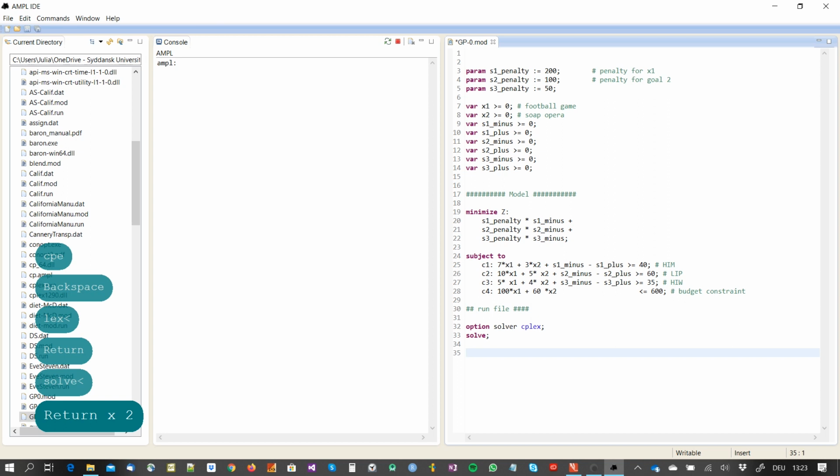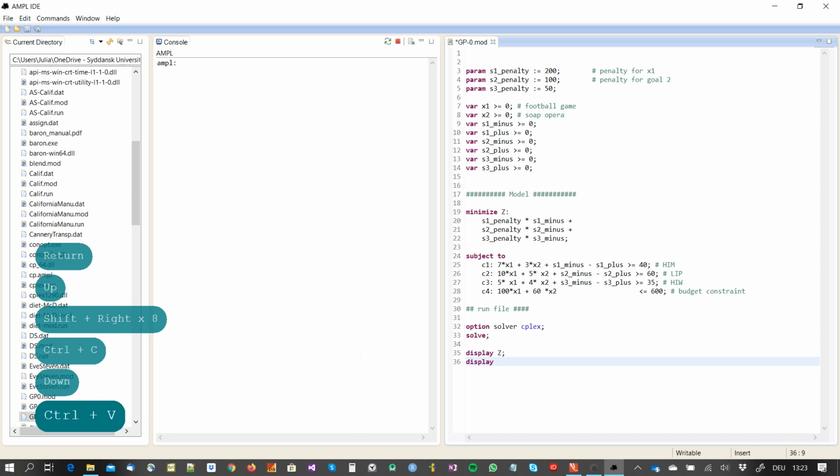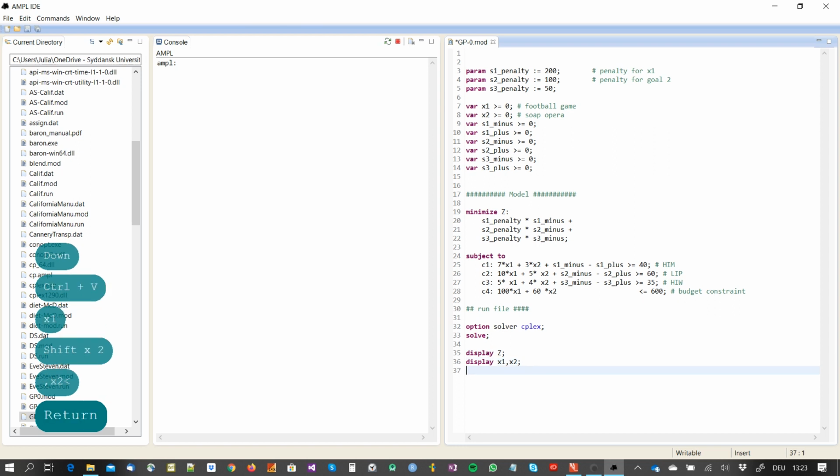And now for the solution, we want to have displayed the objective function value at first. Then I would like to see x1 and x2. And I also want to see the deviational variables for our constraints. So I take the S1 minus together with the S1 plus.